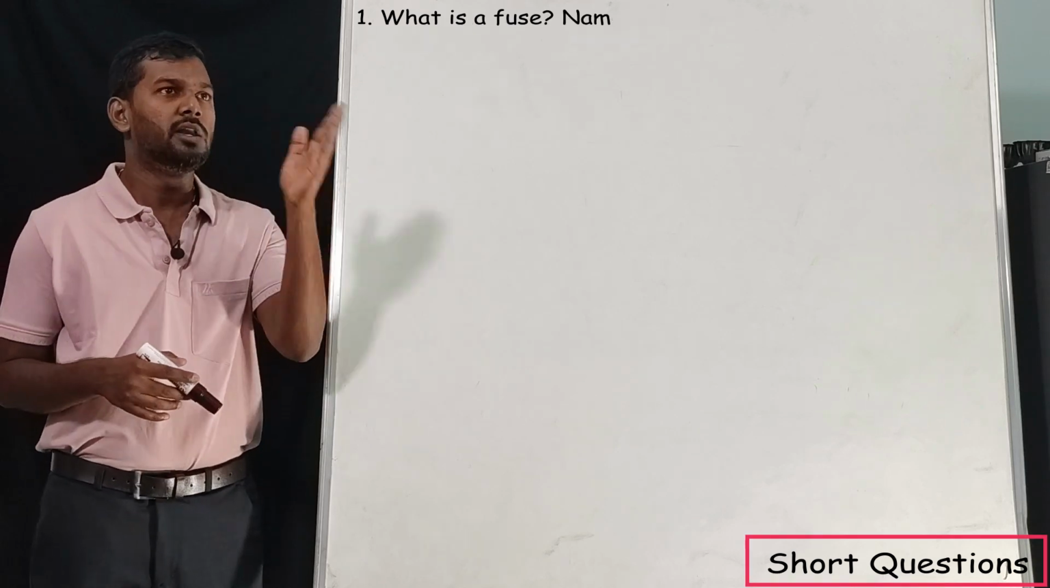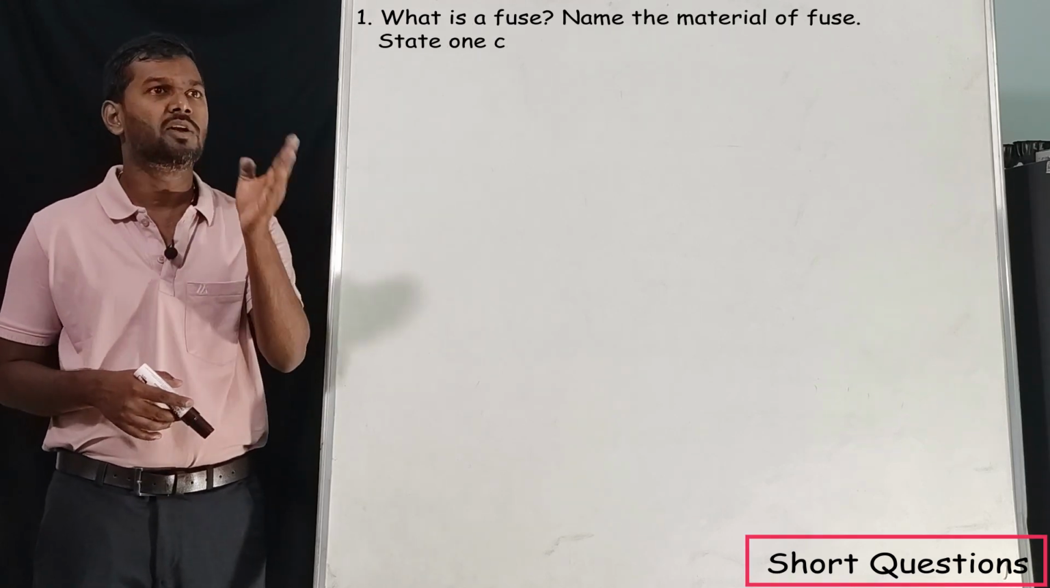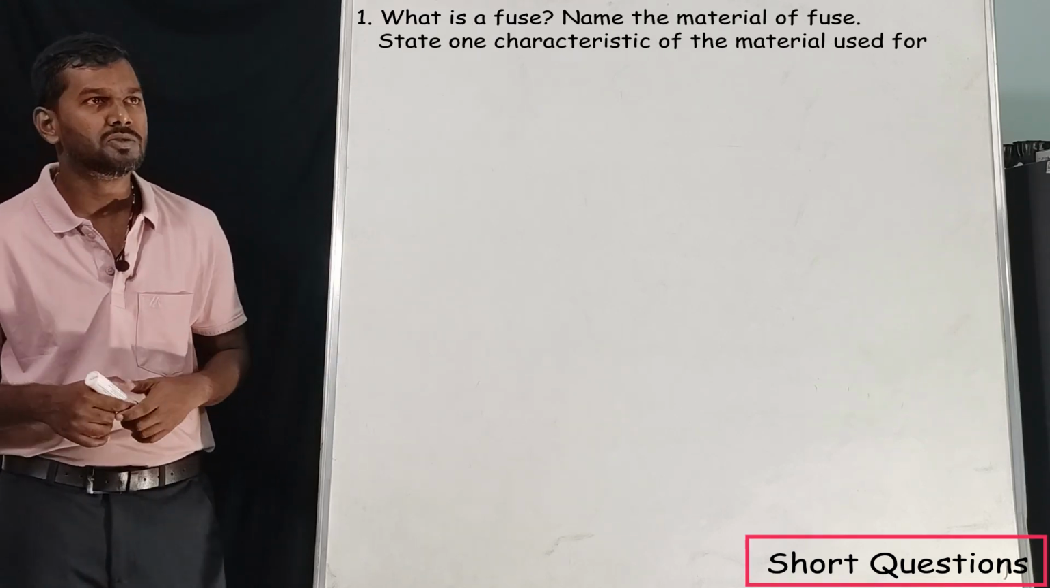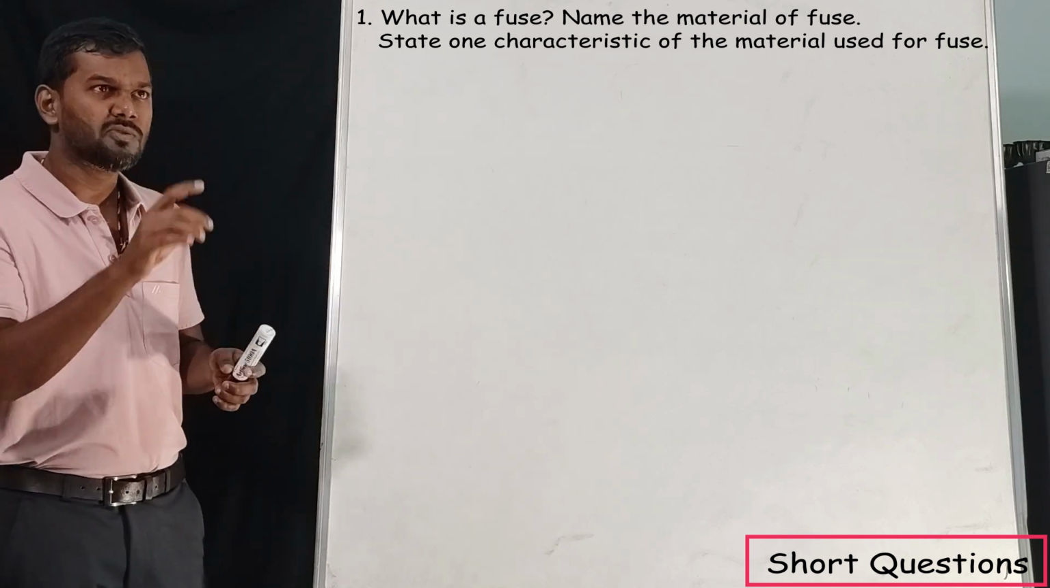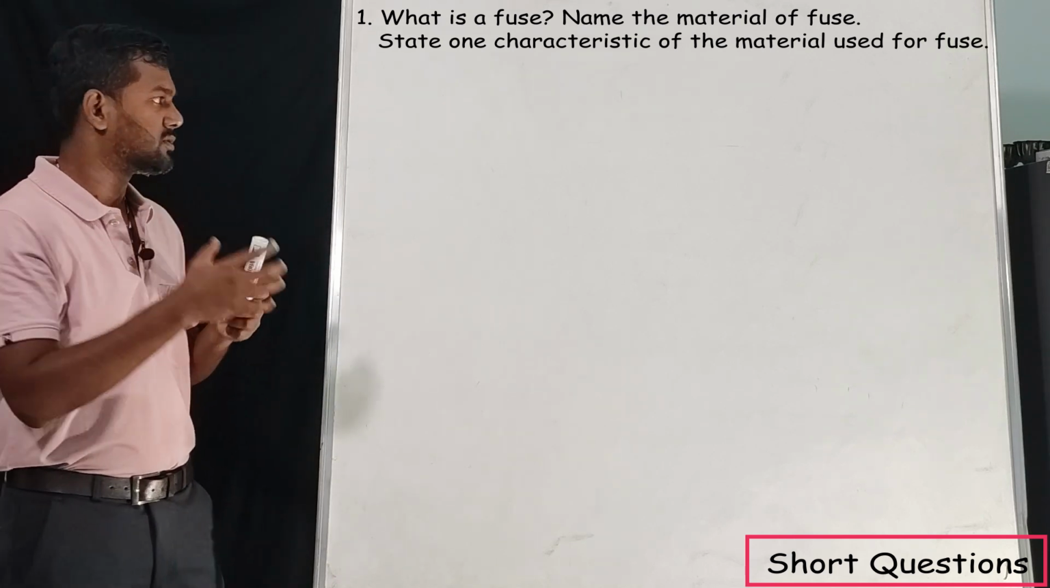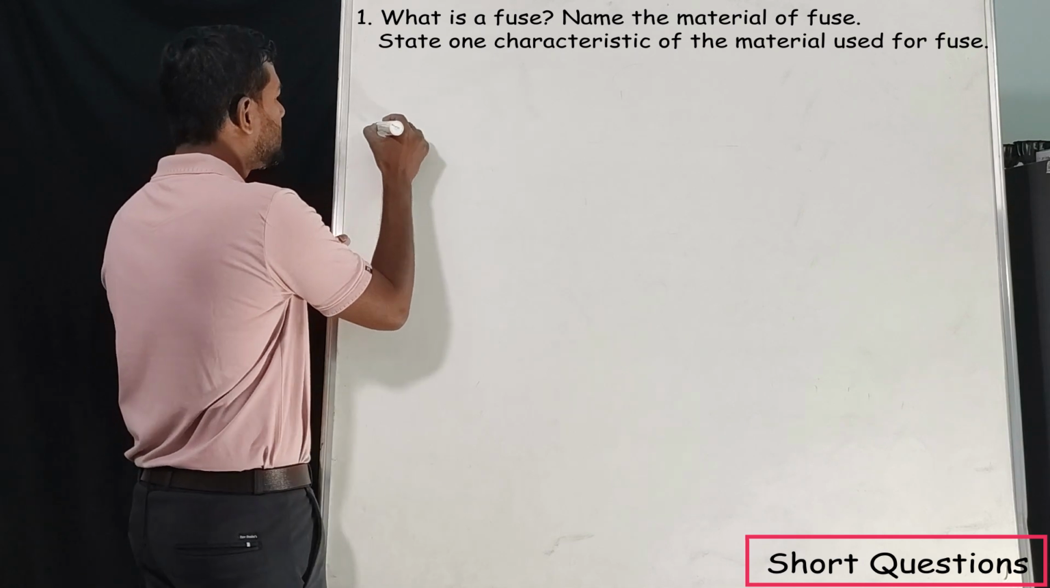What is a fuse? Name the material of a fuse. State one characteristic of the material used for fuse. There are three sub questions. We'll first define what is a fuse. A fuse is a safety device.